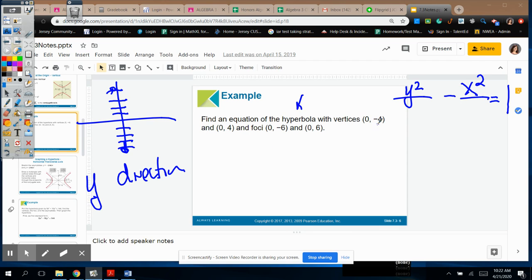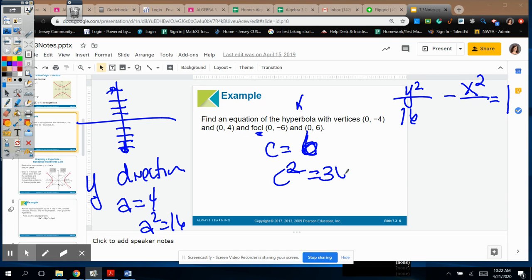Vertices tell me what the a is. So a is 4, a squared is 16. So a squared is always first. And then they told me the foci. Well, the foci has c in it. It tells me c. c is going to be 6. So c squared is 36.